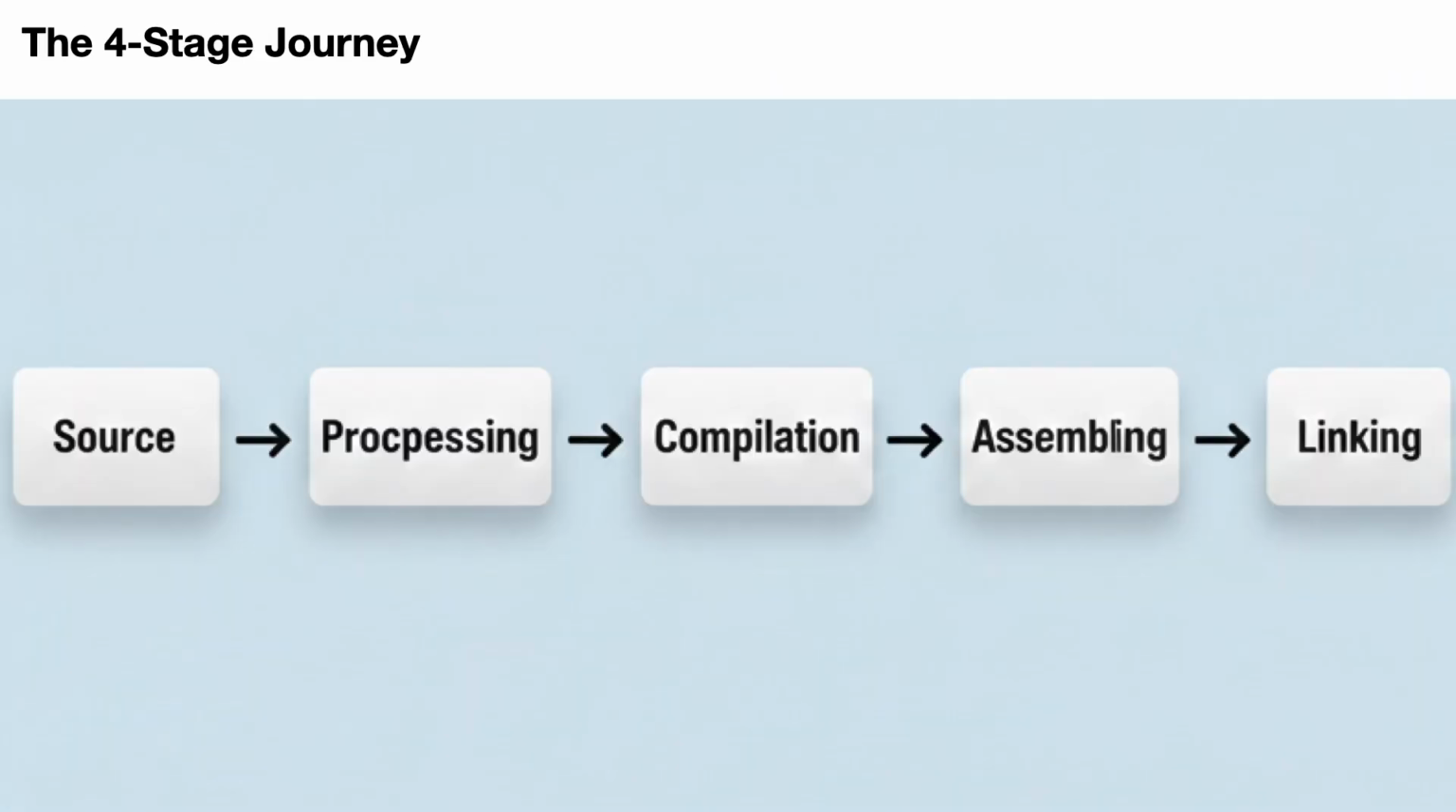The four-stage journey. That journey happens in a specific pipeline before your code ever runs. It goes through four distinct stages: pre-processing, compilation, assembling, and linking. Let's break down these, because most developers ignore them, and that is a huge mistake.